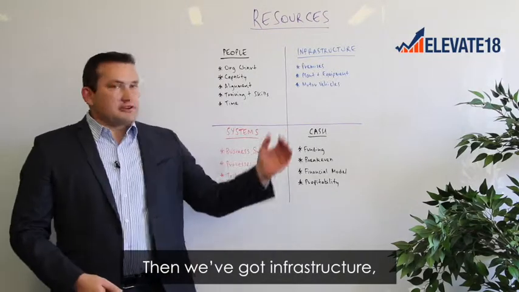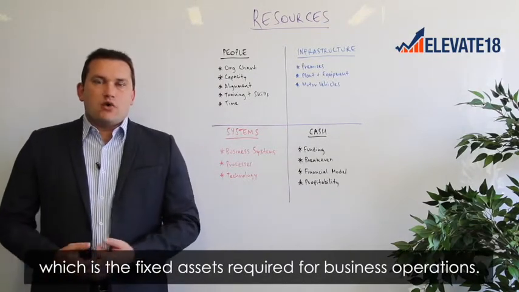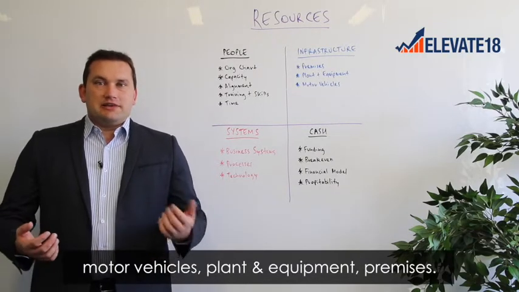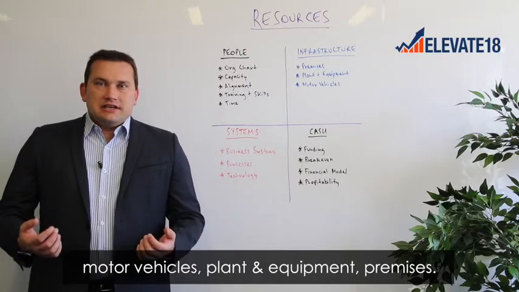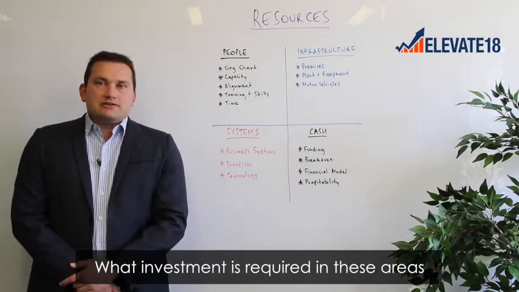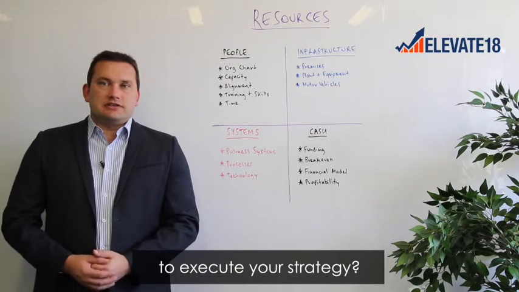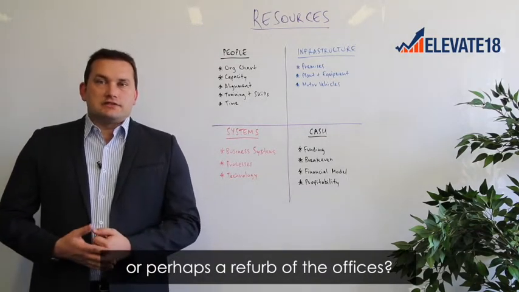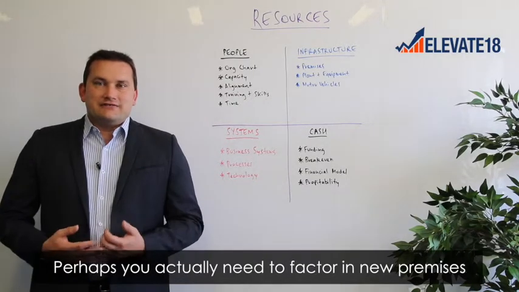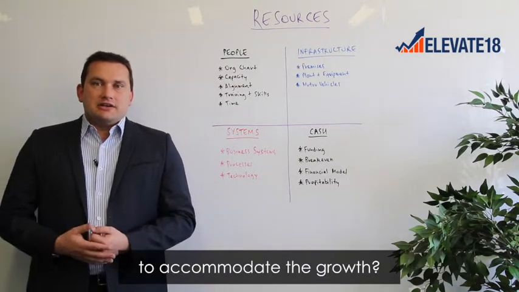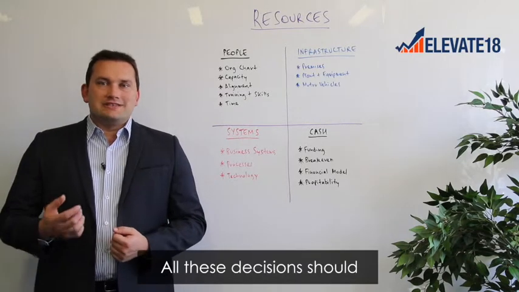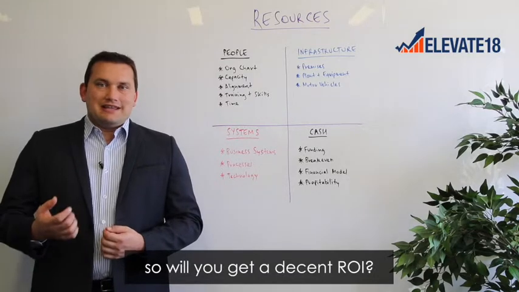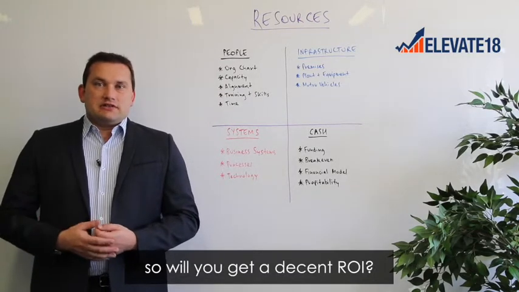So then we've got infrastructure, which is the fixed assets that are required for your business operations. So you'll be looking at machinery and motor vehicles, plant and equipment, premises, and then what investment is required in those areas to execute your strategy. Maybe you need some new plant and equipment, or perhaps a refurb of the offices. Maybe you actually need to factor in new premises to accommodate the growth. And all these decisions should very much be tied into your financial model. So will you get a decent return on investment?